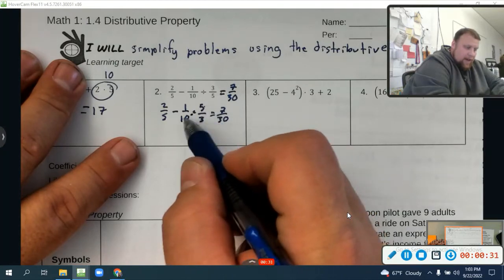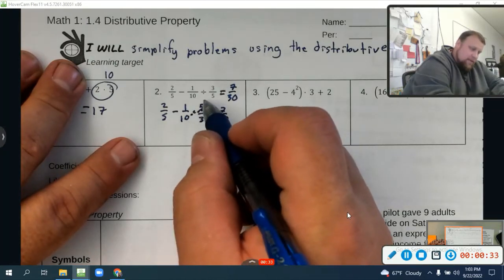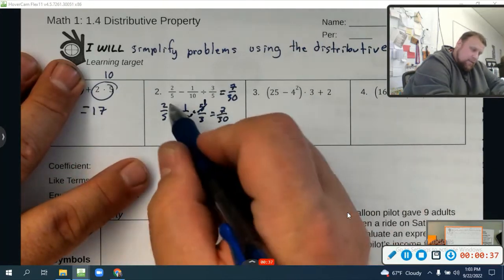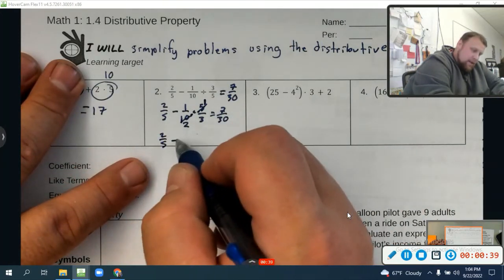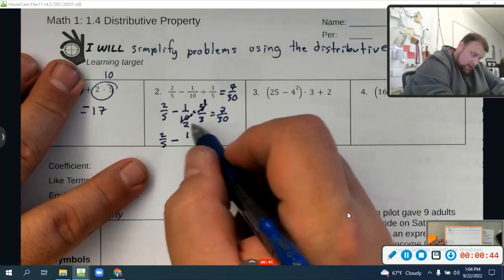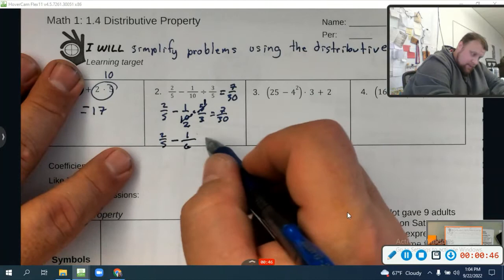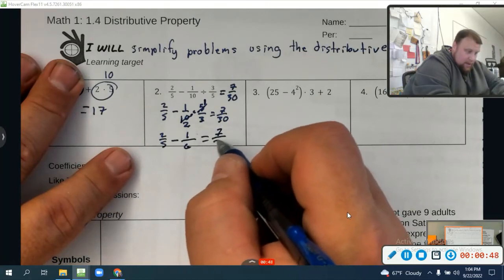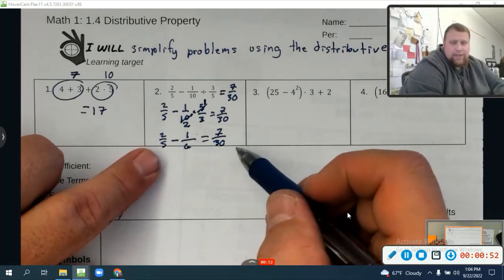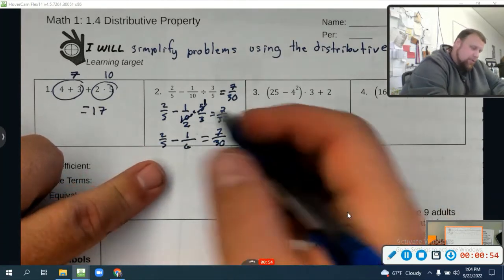Now let's look. What goes into both 5 and 10? Well, 5 does. 5 goes into 5 once, goes into 10 twice. So now I'm left with 2/5 minus, let's see, 1 times 1 is 1, 2 times 3 is 6, equals 7/30. Now I want to do some fraction buster time. Are you guys ready for this? I want to get rid of these fractions. Let's make sure this is a true story.